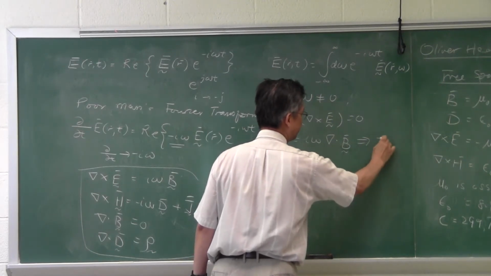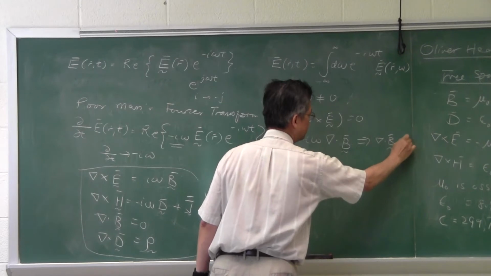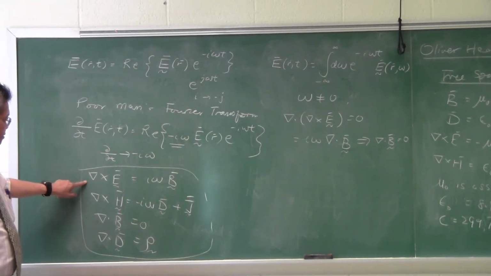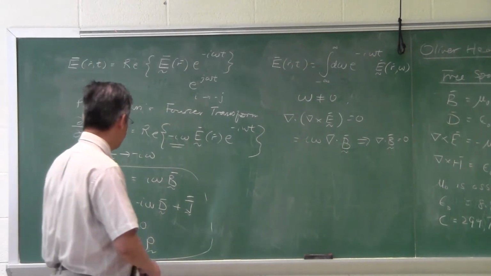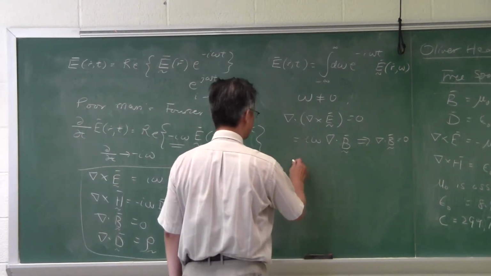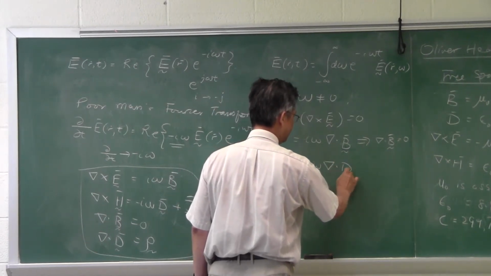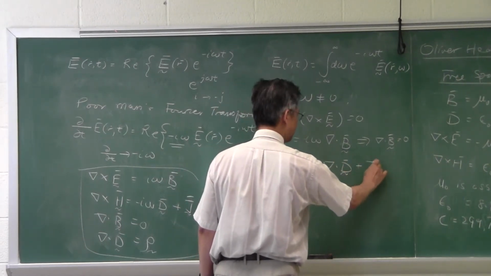So this implies that divergence of B is equal to 0. So you can see that the third equation is derivable from the first. Similarly, I can take the divergence of the second equation. I will get 0 on the left-hand side is equal to i omega divergence of B plus divergence of J.